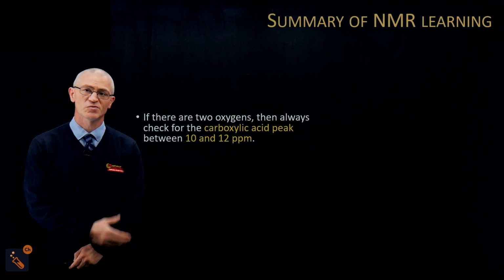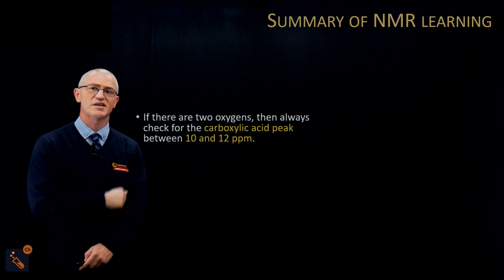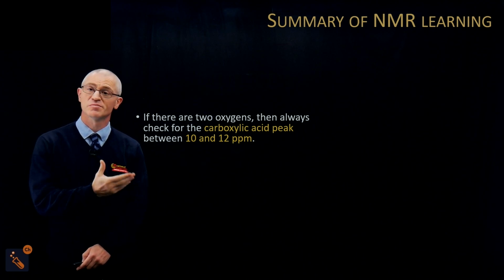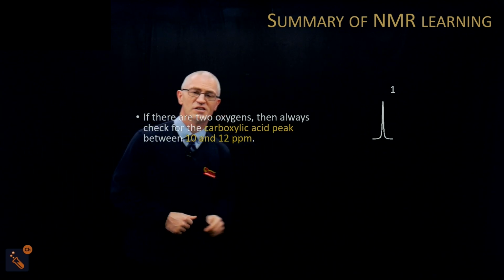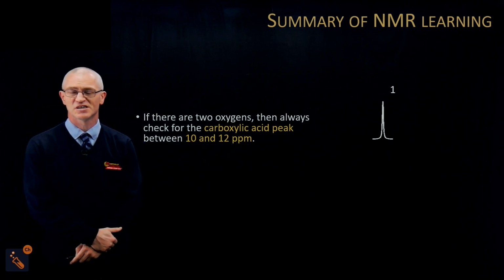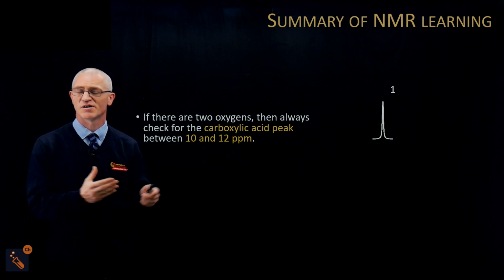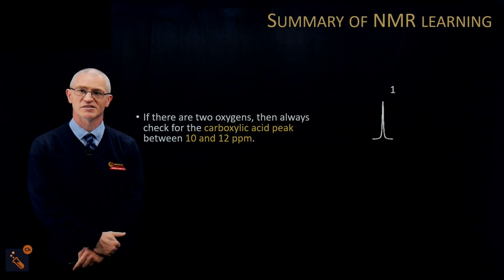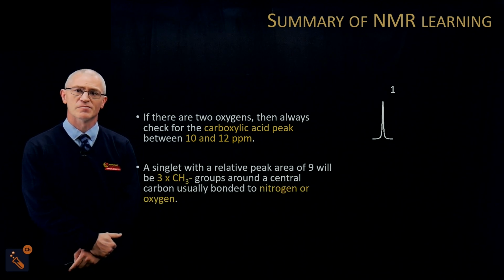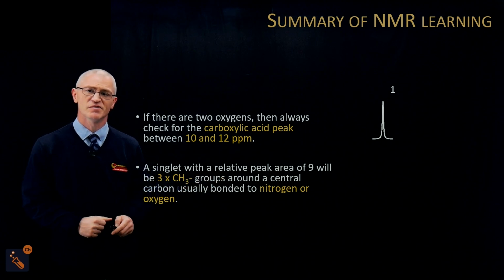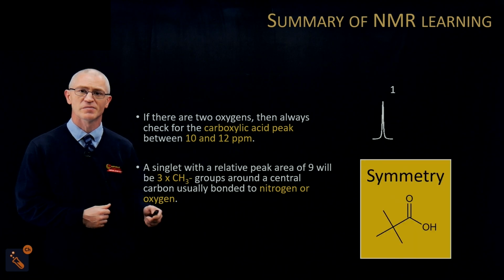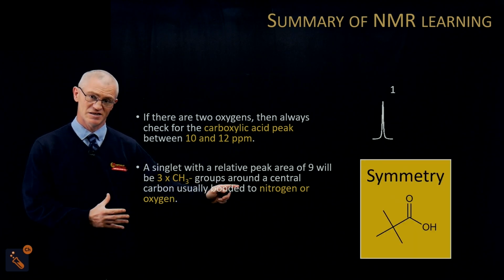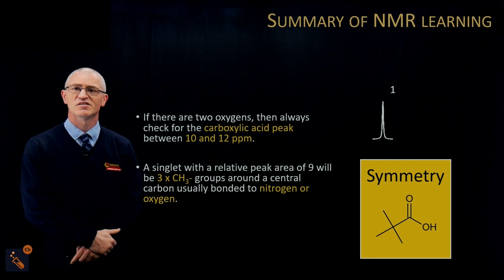To summarise what we've gone over here, if we have 2 oxygens, then always check for that carboxylic acid peak. If you don't see it, it could be an ester. The peak will look like this, with a slightly broad bottom and with that 1 by it. The only time you will see a 2 by it, for example, is if you had a symmetrical dicarboxylic acid, but they're very, very rare. We also looked at a singlet with a relative peak area of 9. That 9 signified these 3 CH3 groups around that central carbon, that's usually bonded to a nitrogen or an oxygen, or in this case, a carboxylic acid. And it's symmetrical. And then there is our molecule showing that symmetry.